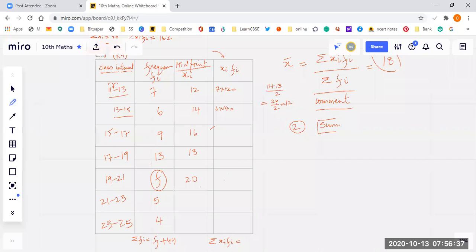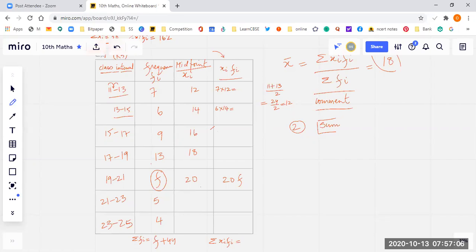So what will come here? The midpoint is 20. And what will be the value of xi fi here? It is 20 into f, that is 20f. So you will get all the values.